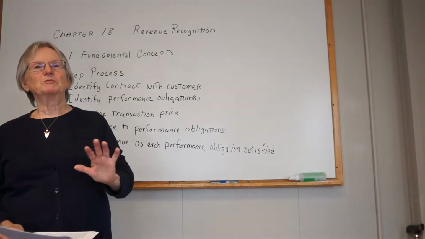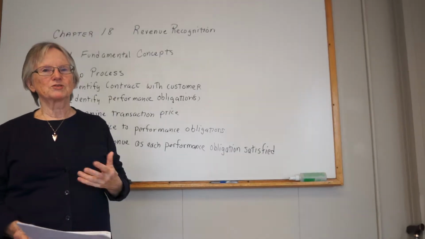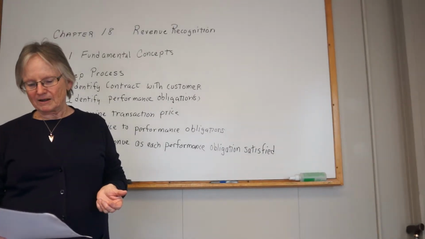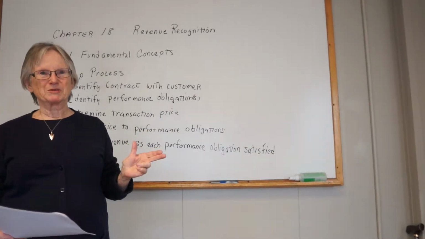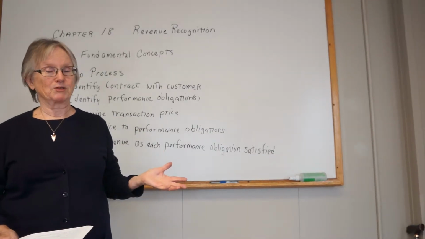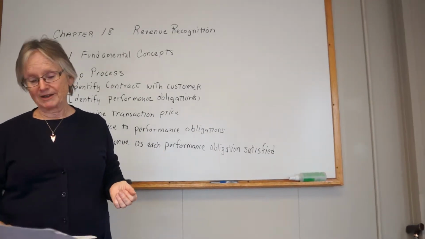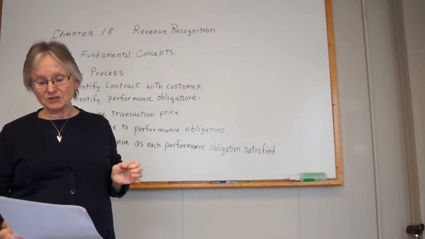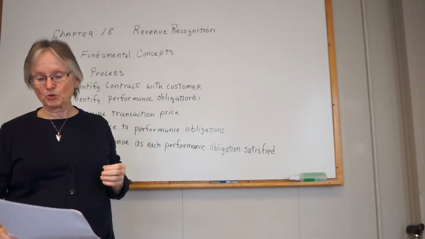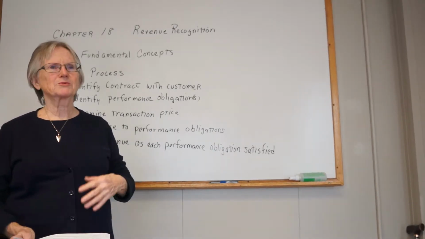You may want to look a little bit more into that so that you have an understanding of it. Okay, so yeah, it has to have commercial substance. You can assume for the homework that they probably have commercial substance. And then the last thing is it's probable the entity will collect the consideration. In other words, they'll get the payment.